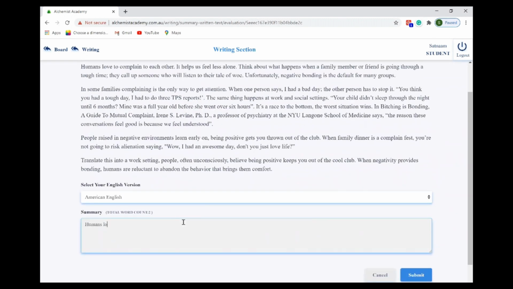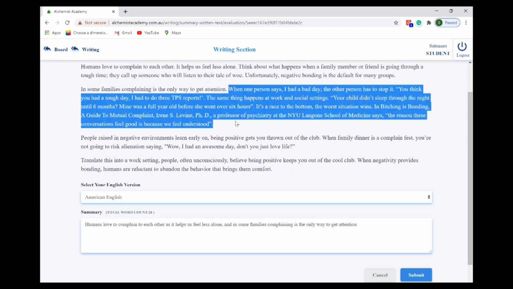Humans love to complain to each other as it helps us feel less alone. Moreover, and in some families, which is the second sentence over here, complaining is the only way to get attention. And then I said it's all in direct quotes, so I'm not going to include anything from there.